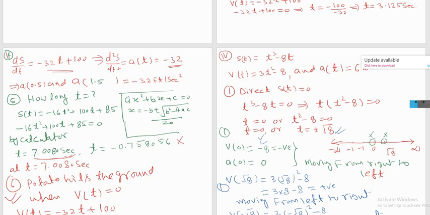This is the rule we study in our schooling or pure mathematics class. So use this rule: ax squared plus bx plus c is equal to 0, x is equal to this. You can apply it here, where a is equal to minus 16, b is equal to 100, and c is equal to 85. You will get the answer t, in place of x. Or by calculator, when I use my calculator, I got t is equal to 7.00 seconds and the other t is negative. We will not discuss the negative point.